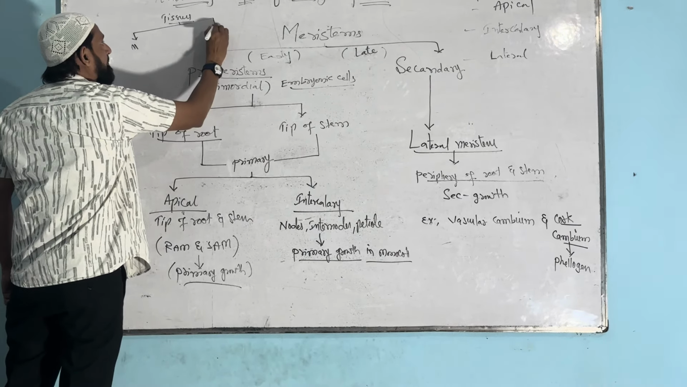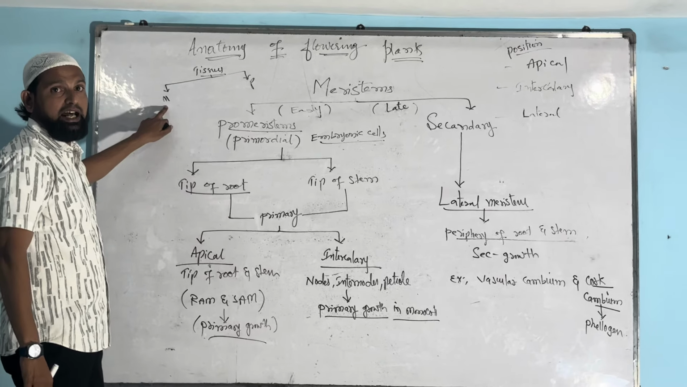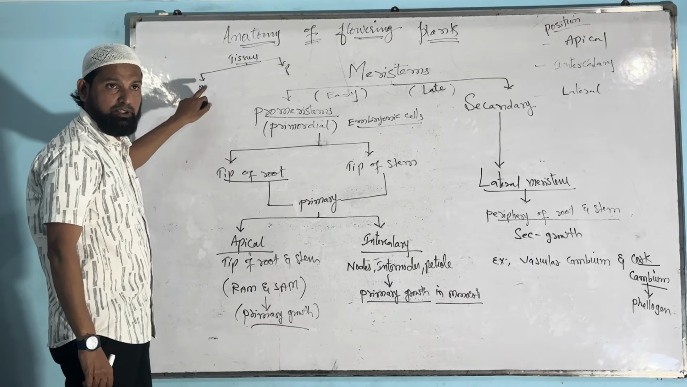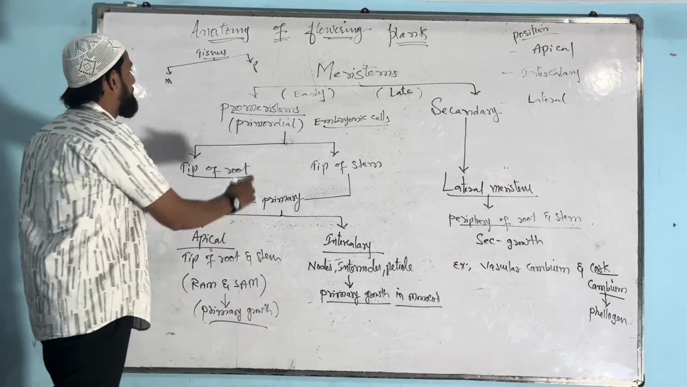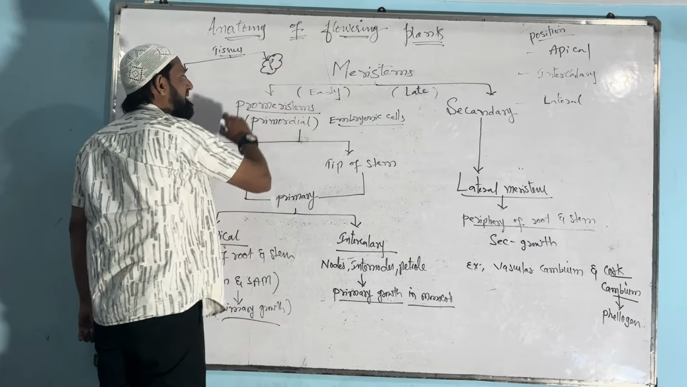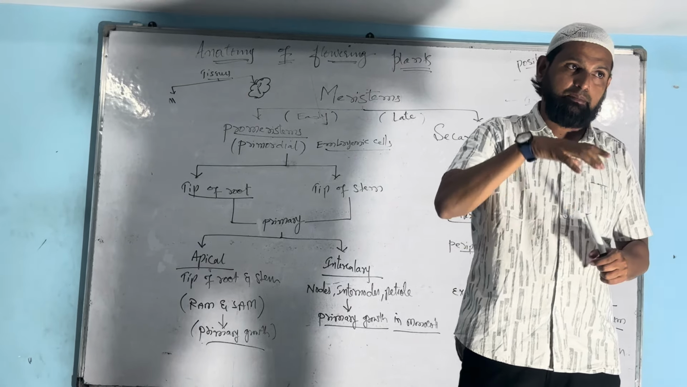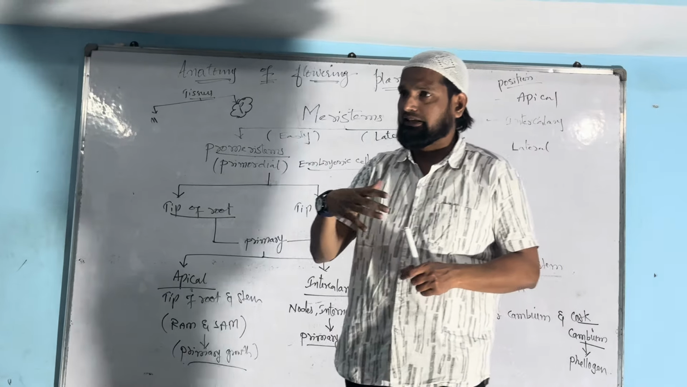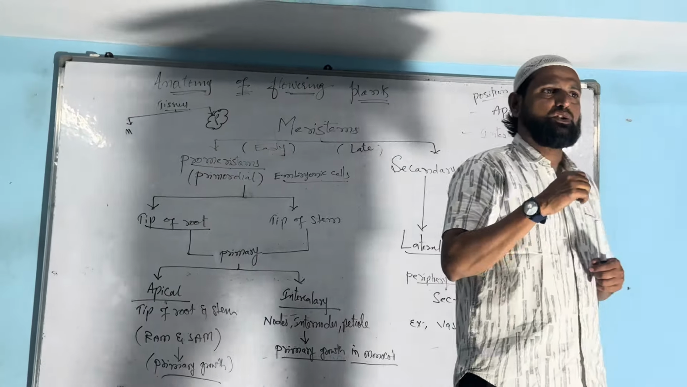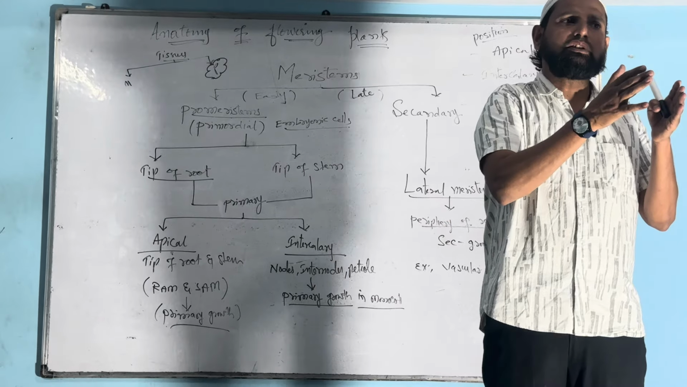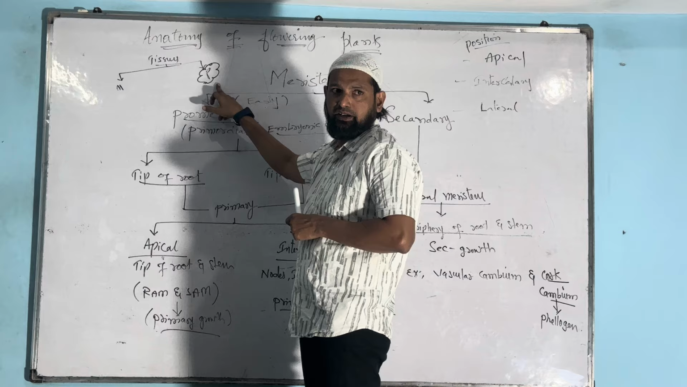And number one is what? Permanent. See on the board that the meristematic tissues are immature. When the meristematic cells become mature, they are called permanent tissues. Means permanent tissues are not a separate one. The permanent cells are produced from what? Meristem only, when they become mature. So meristems are immature. When they become mature, they differentiate and they form the permanent tissues.